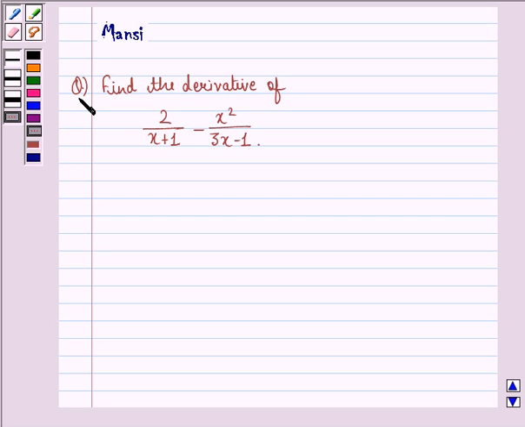The question says find the derivative of 2 divided by x plus 1 minus x squared divided by 3x minus 1. So let us start with the solution to this question.